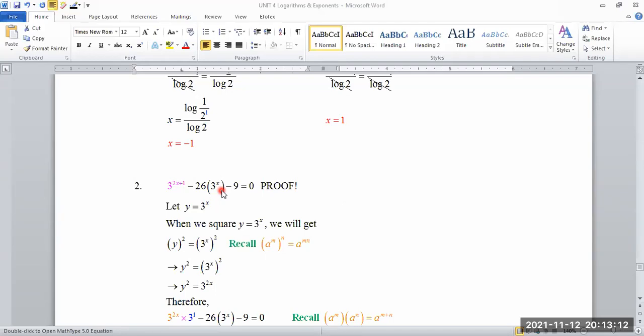So Matthew has seen a particular trend there. Look at what is happening here. 3 to the x, 3 to the 2x plus 1. 3 to the 2x plus 1 is the same thing as 3 to the 2x times 3 to the first power. Take it from there for me, please.